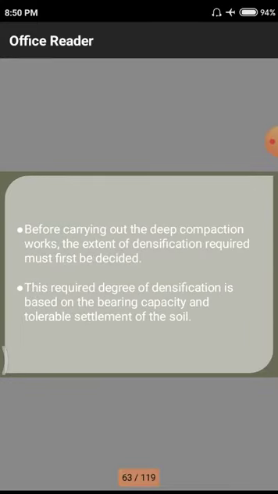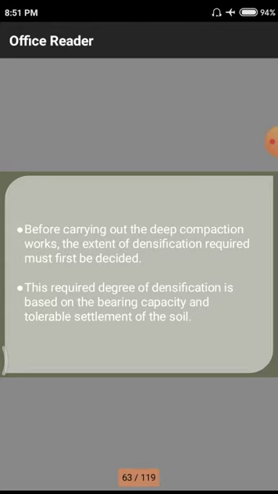First, before carrying out the deep compaction works, the extent of densification must first be decided. That means whenever we start a particular work, we need to have some proper data. What is the soil strata, up to which depth we have this granular material, so that we know up to which depth we need to dig the material and densify it? All those come under this, before carrying out compaction.